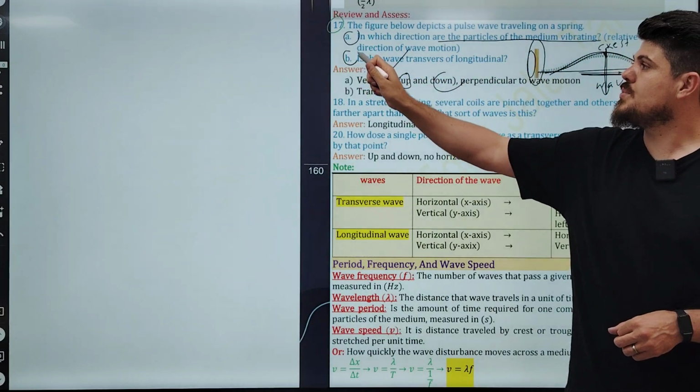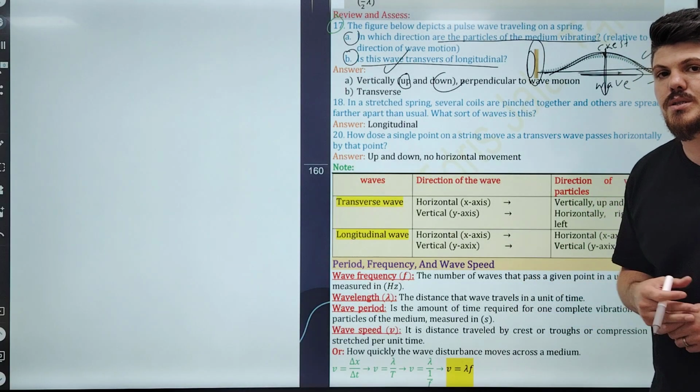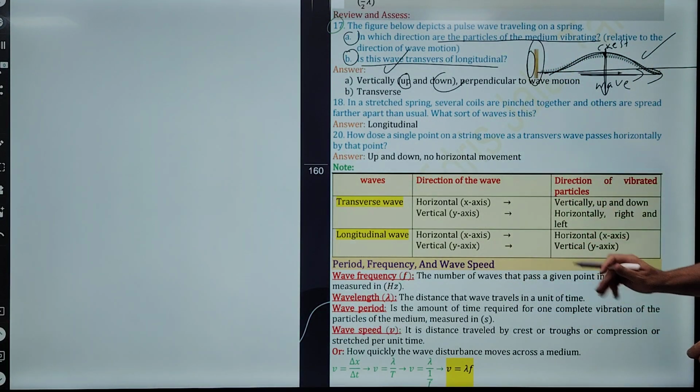Branch B, this question has two branches. Is this wave transverse or longitudinal? Transverse wave. Why? Because it has crests. There is no pressure and density here.